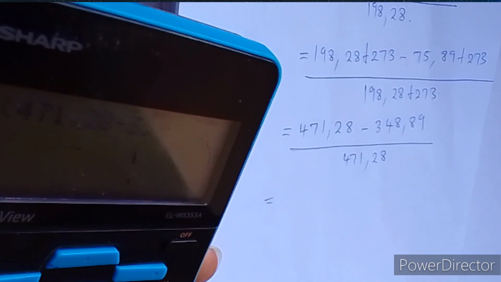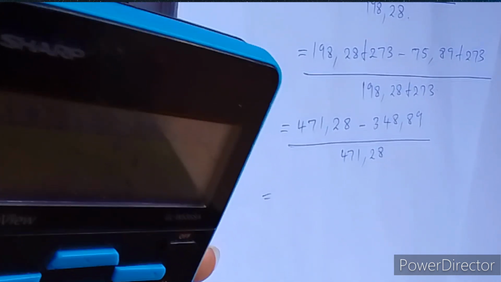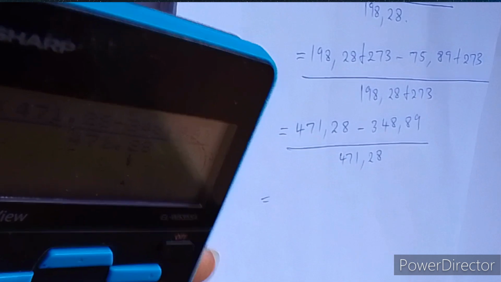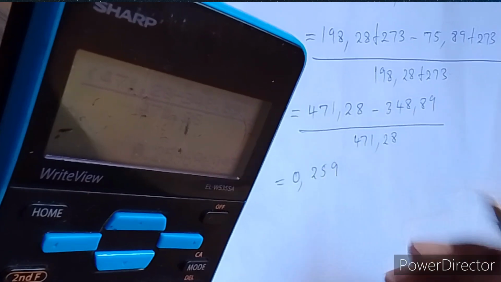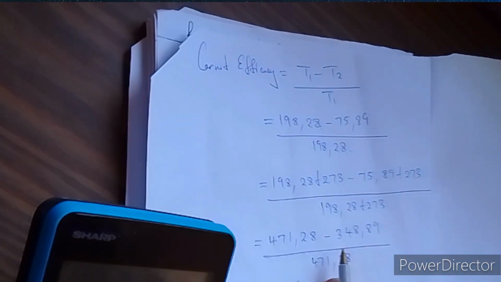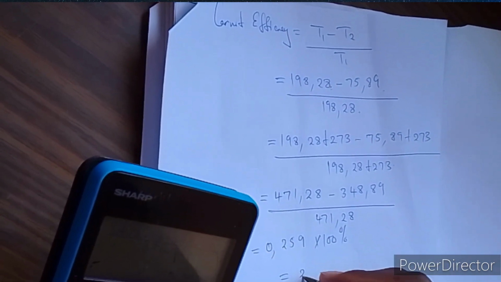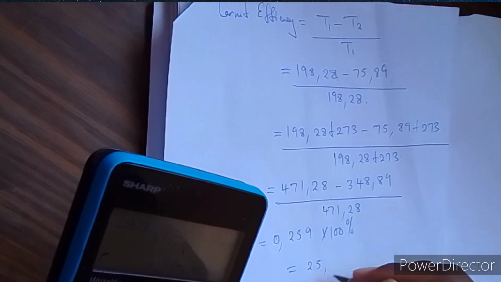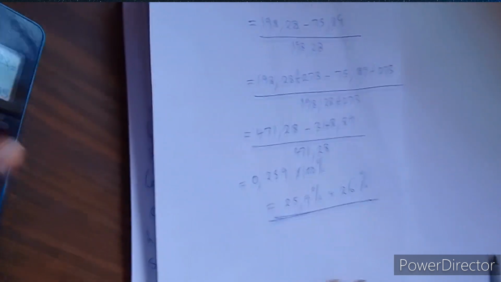So now you have to punch this on the calculator. 471.28 subtract 348.89 over 471.28. So you are going to get 0.259. But when we are writing efficiency, we know that efficiency is written as a percentage. So you have to multiply our answer by 100%. So when we multiply here by 100%, we are going to get 25.9%, or you can round it to 26%. So we are done with the Carnot efficiency.